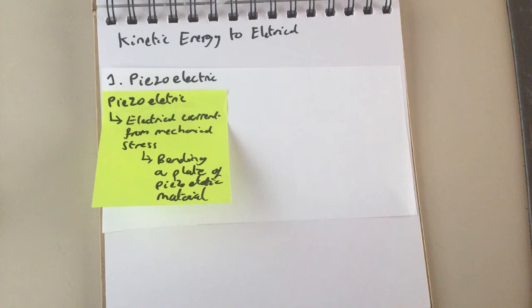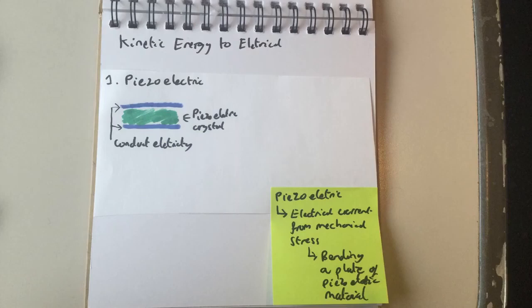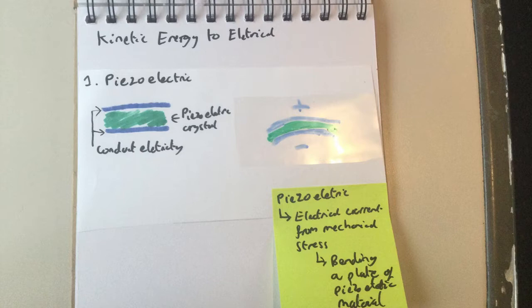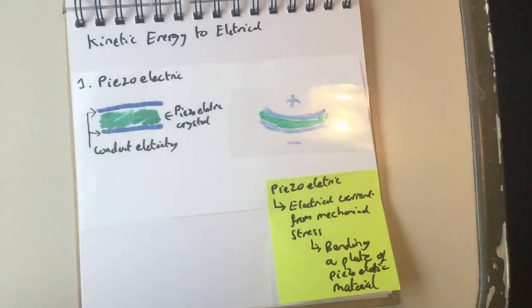The first method I looked at was piezoelectric, and this is a fancy way of saying creating electrical potential or current through mechanical stress, which is essentially bending a piezoelectric material plate. You can see that I have a sandwich of materials. I have those in blue that conduct electricity and my piezoelectric crystal in the middle. When my sound wave interacts with this sandwich, it starts to bend and we can see we have a positive and negative potential as we do so.